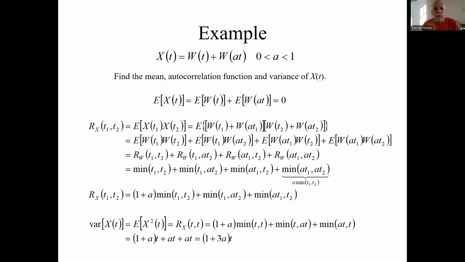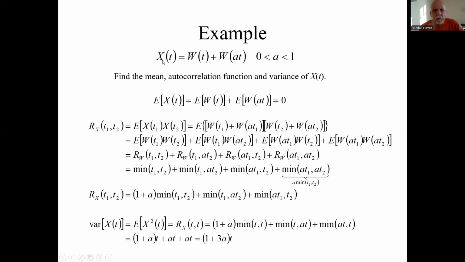Let's see. A quick example of maybe some manipulations here. We'll say X is a combination of a Wiener process, W, and a time-scaled Wiener process, this second guy here. What's all the good stuff? Mean, autocorrelation function, variance of X.